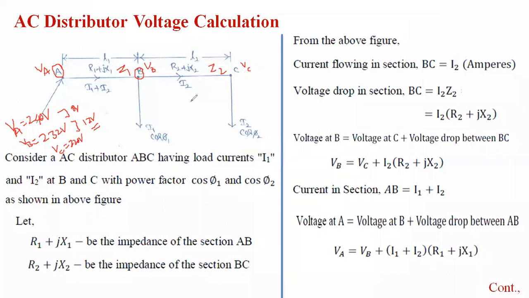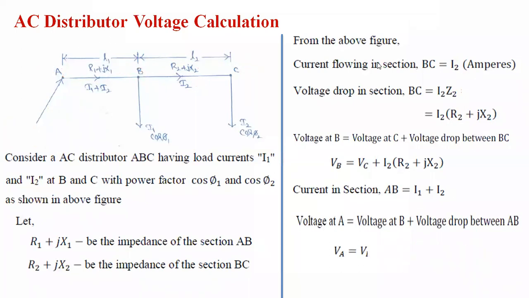Now we want to find out the drop in the section, which means the product of the current and the impedance. What is the current in the section BC? I2. The impedance in the section BC is Z2. That is, the drop is I2 into Z2. Similarly, we can find the voltage at A equal to the voltage at point B plus the drop in the section AB. What is the drop in the section? The current times the impedance. The current is I1 plus I2 and the impedance is Z1, that is R1 plus jX1.